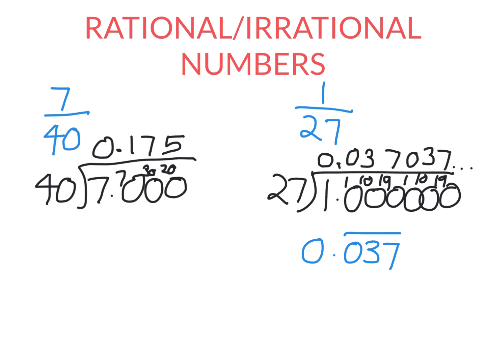So why is it that 1 over 27 yielded a recurring decimal, yet 7 over 40 yielded what's called a terminating decimal? Terminating meaning ending. This one didn't go on forever. So why is that? Let's have a look.